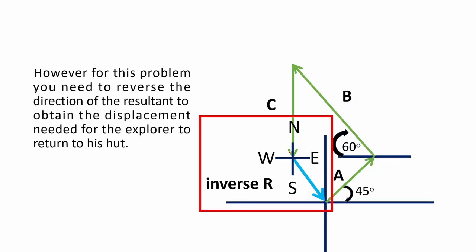However, for this problem you need to reverse the direction of the resultant to obtain the displacement needed for the explorer to return to his hut. Here we see that it is positioned between south and east.